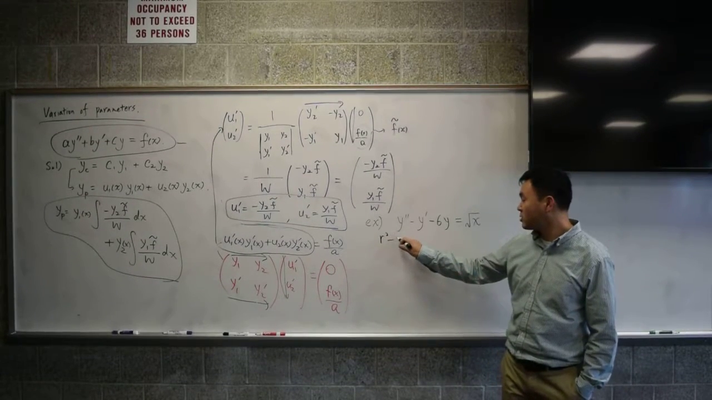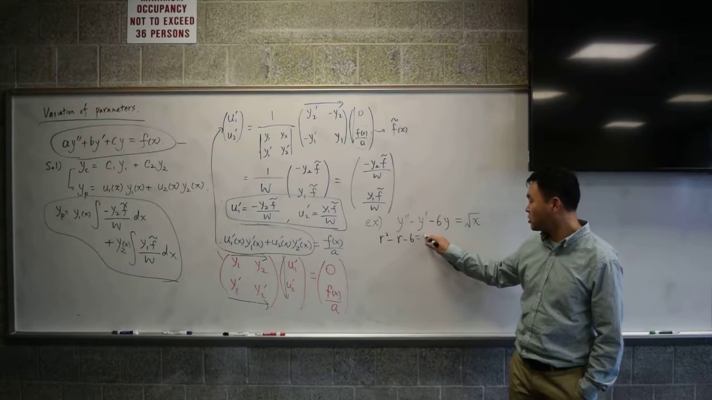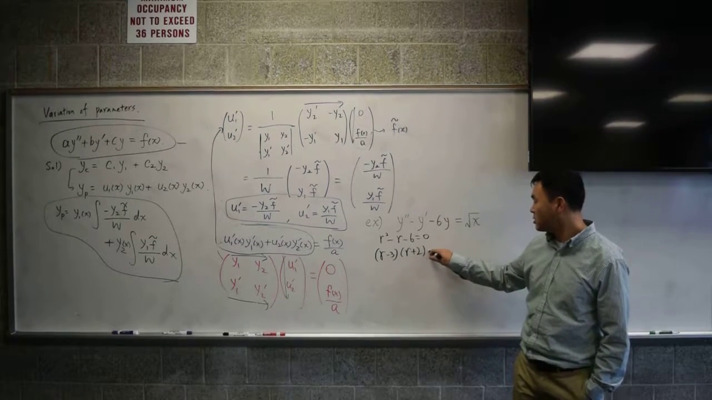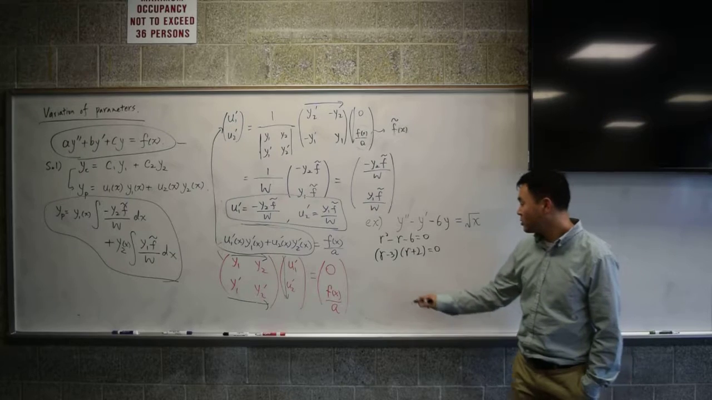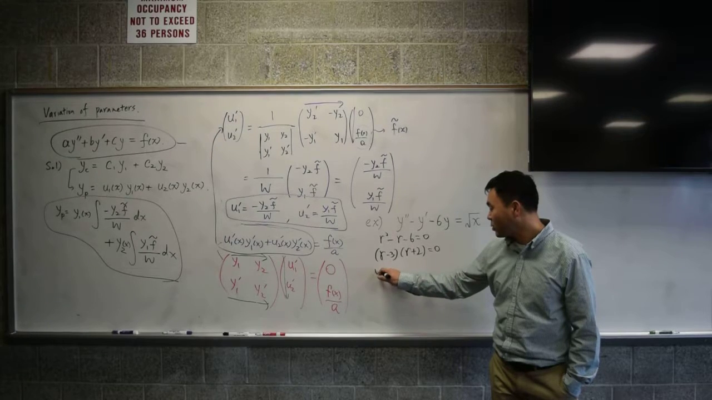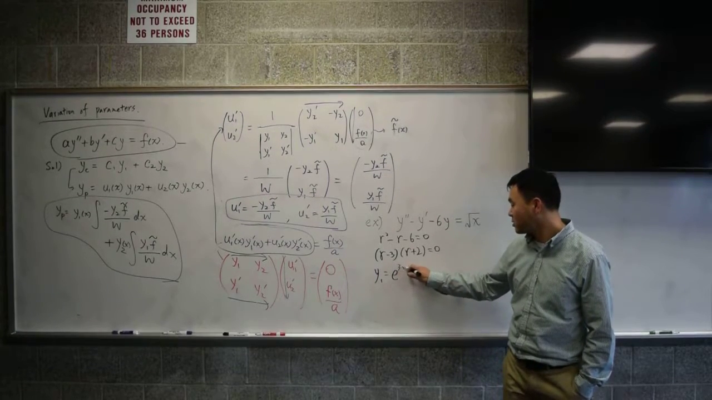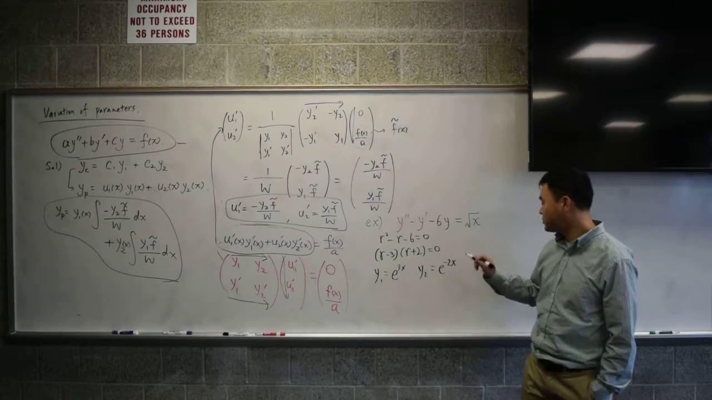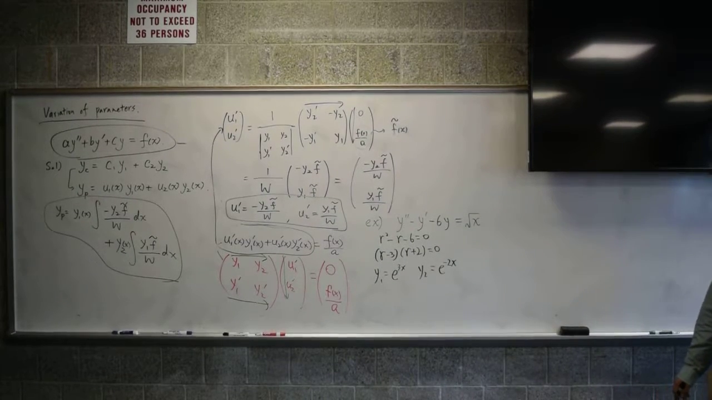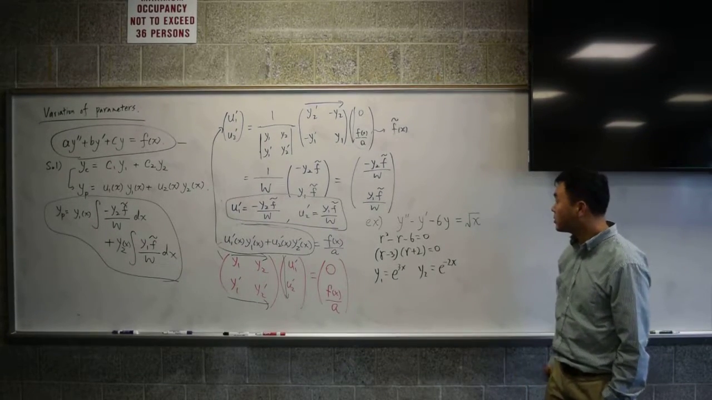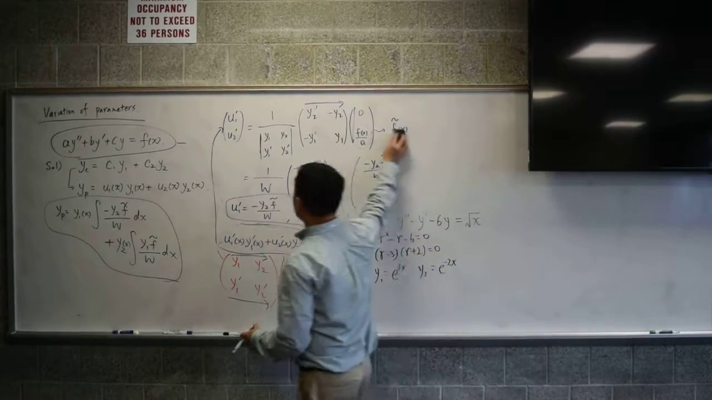r squared minus r minus 6 equal to 0, (r minus 3)(r plus 2) equal to 0, right? So you have 3 and negative 2, which means you have your y1 as e to the 3x and y2 as e to the negative 2x. That's your two complementary solutions. Now let's apply this formula that we have.